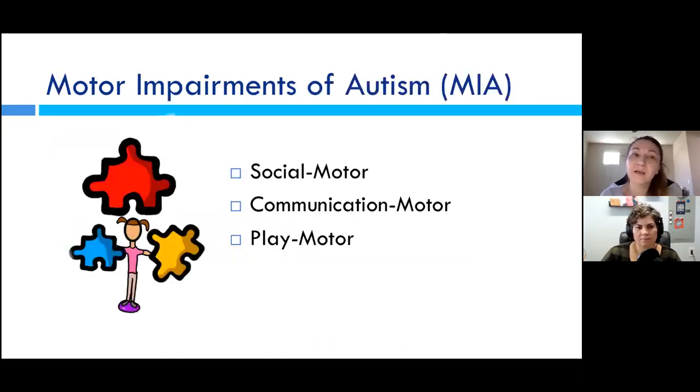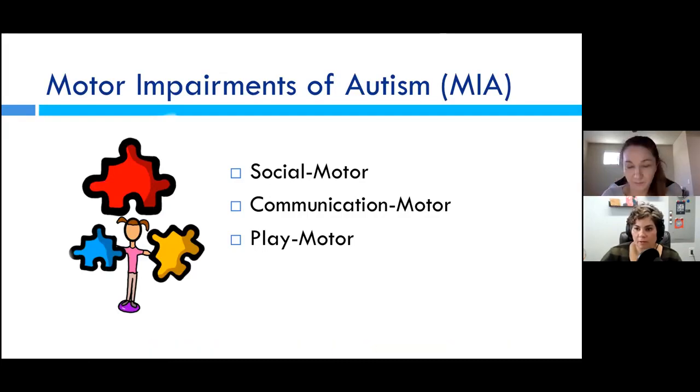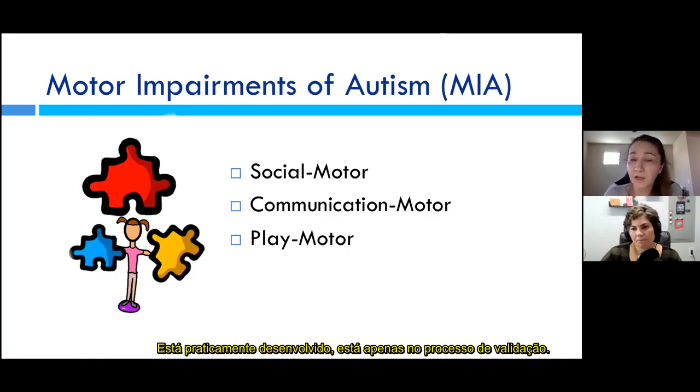Interesting. So this is the Motor Impairments of Autism, MIA, the assessment based on which we can really look at three major areas that I identified. And it's an evidence-based assessment. This is an assessment that you're in the process of developing? Correct. It's pretty much developed. It's just in the process of being validated.